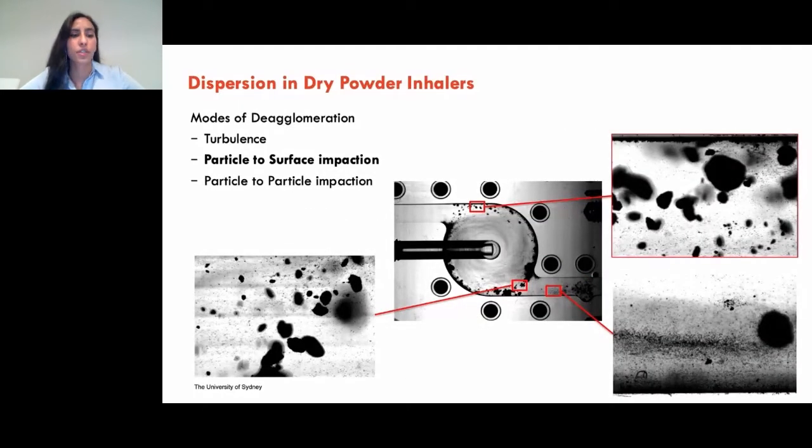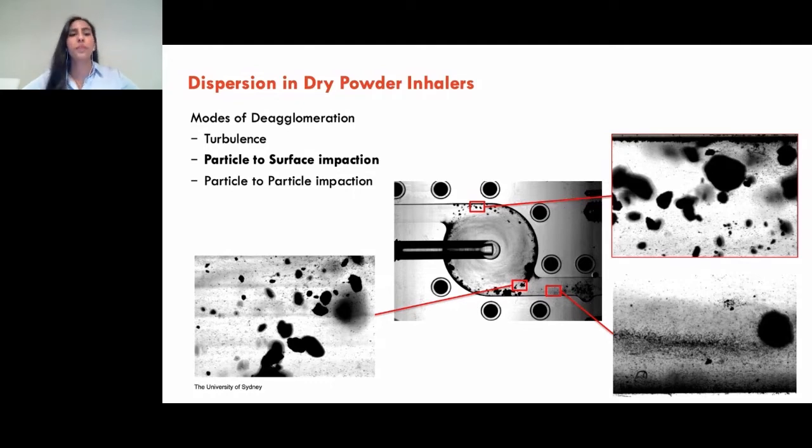Current research into dispersion in DPIs focuses on three modes of deagglomeration. These are turbulence, particle-to-surface impaction, and particle-to-particle impaction. However, very little is known about what drives these mechanisms, and while there's been some computational work done, to the best of my knowledge, there is an absence of experimental data that quantifies this phenomenon.